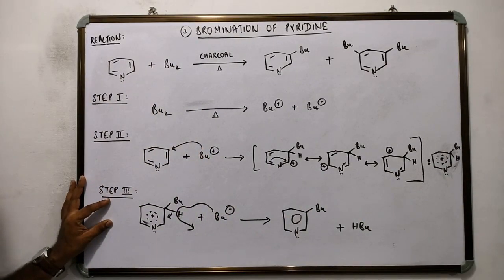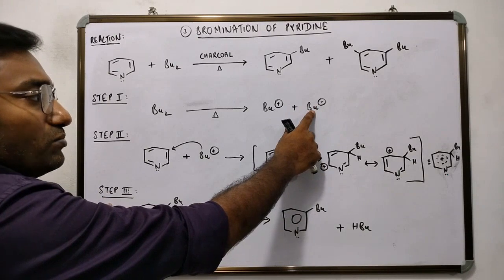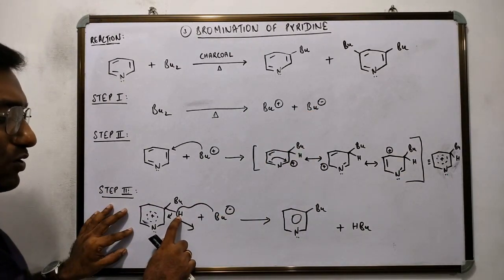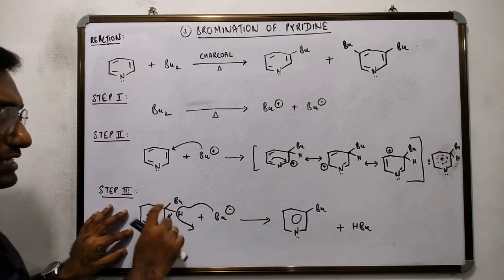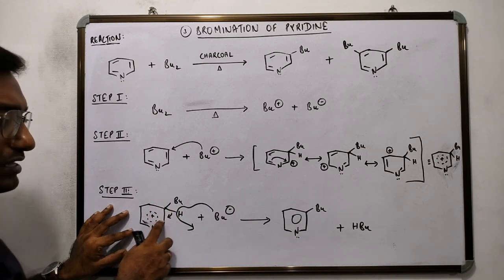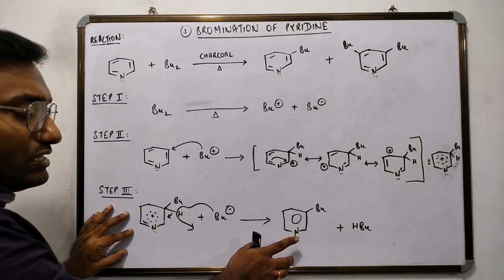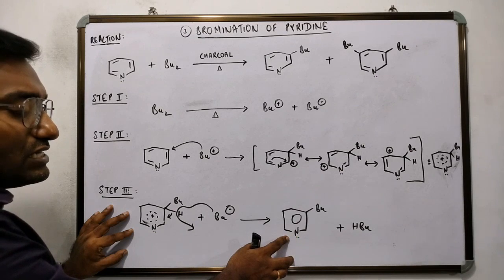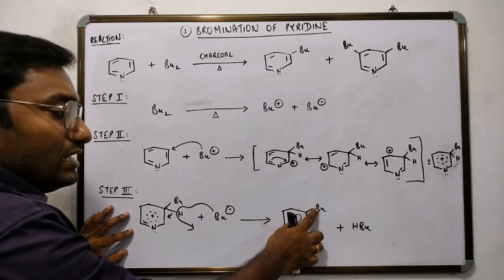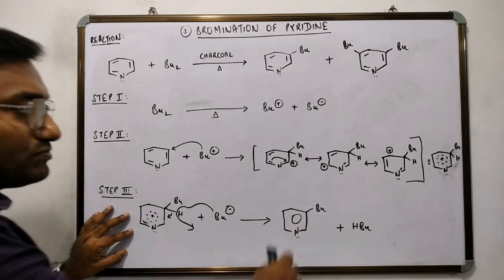In step number 3, the Lewis base that is formed in step number 1 now knocks out a proton from 3rd position. Simultaneously, the pair of electrons that the pyridine shared with that proton is pulled in, thus restoring the neutrality as well as resonance of the pyridine ring and forming the product 3-bromopyridine.